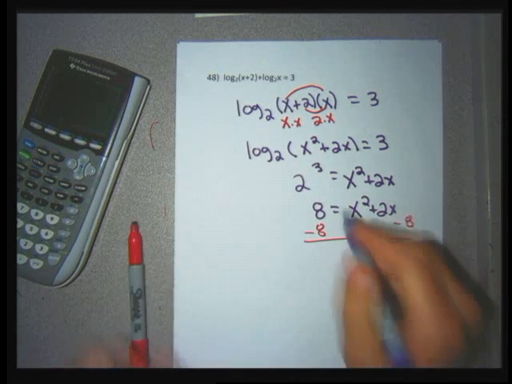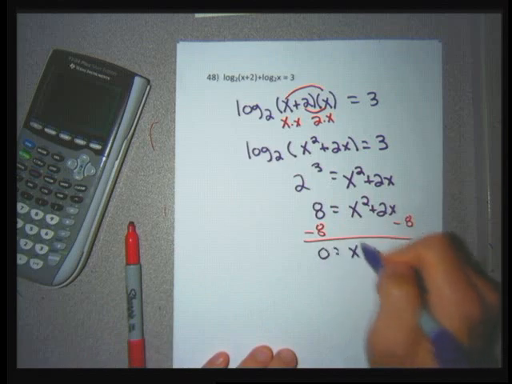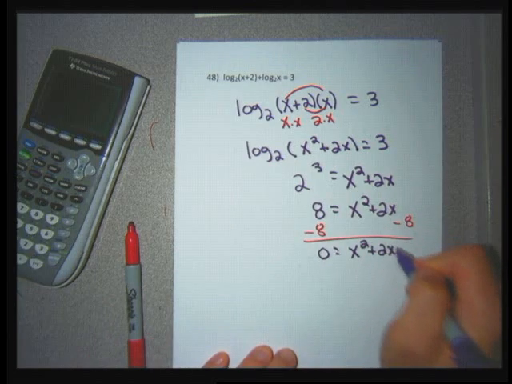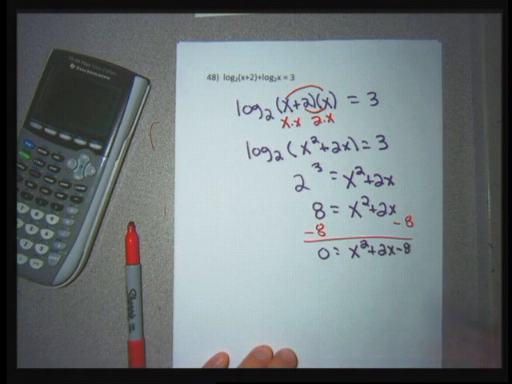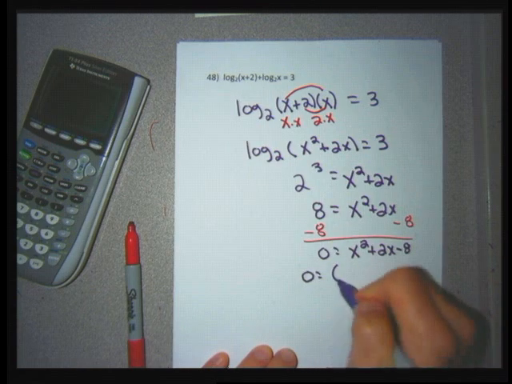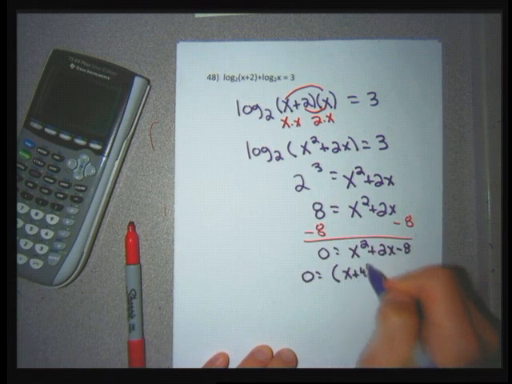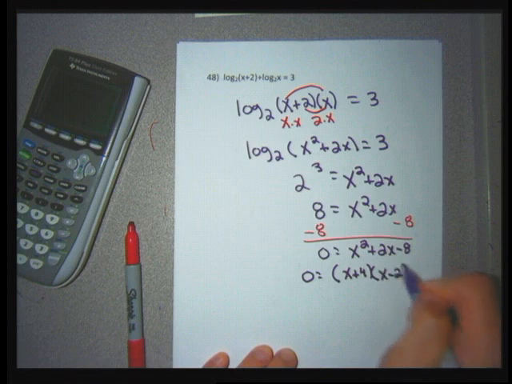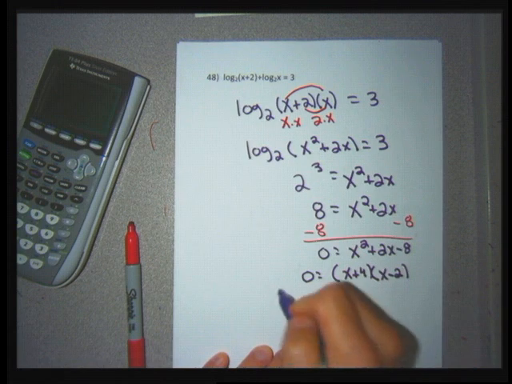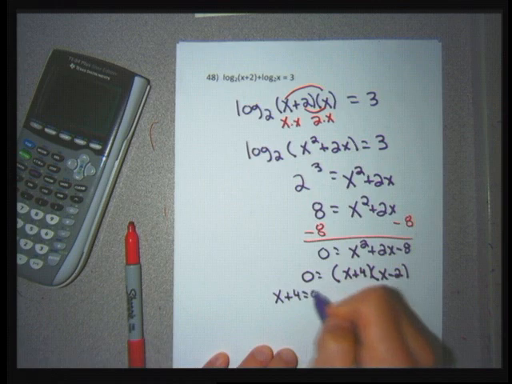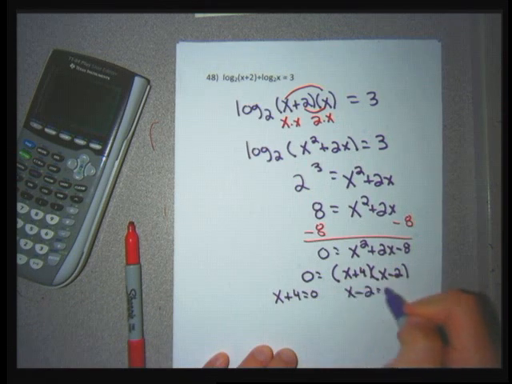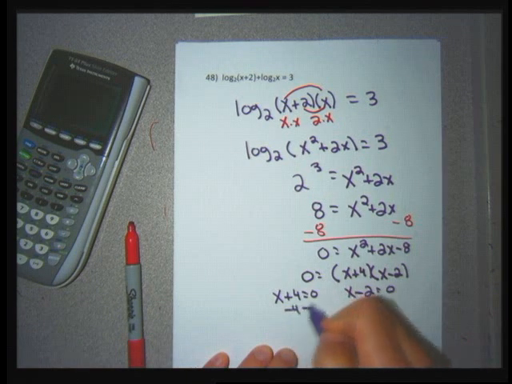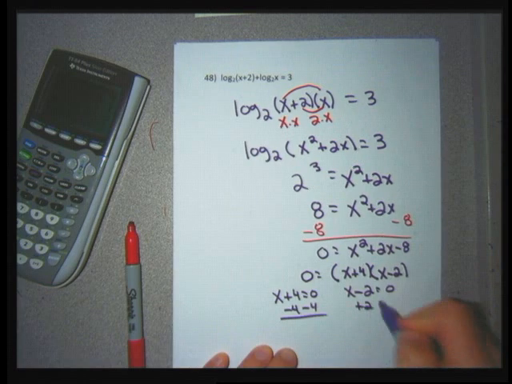And I get 0 equals x squared plus 2x minus 8. I'm going to factor that. That factors into x plus 4 times x minus 2. So I have the problem set equal to 0 and factored. I split each factor up and set each factor separately equal to 0.